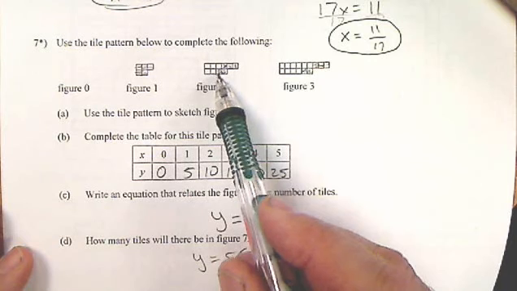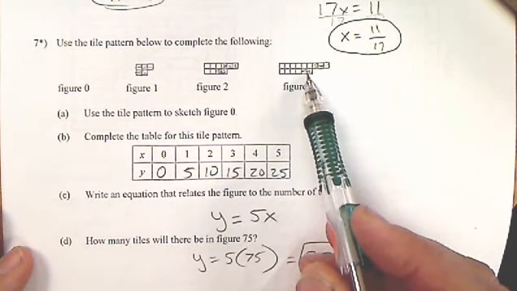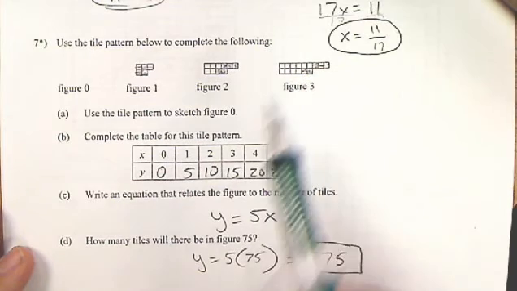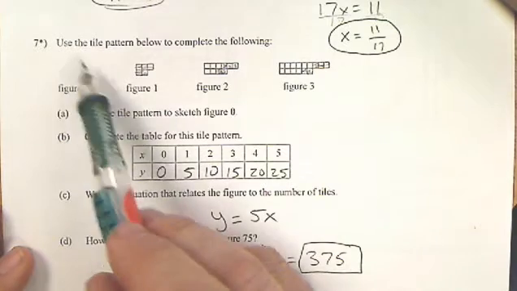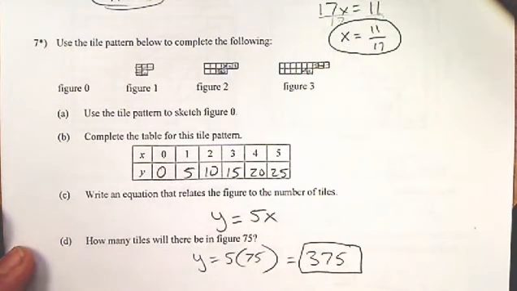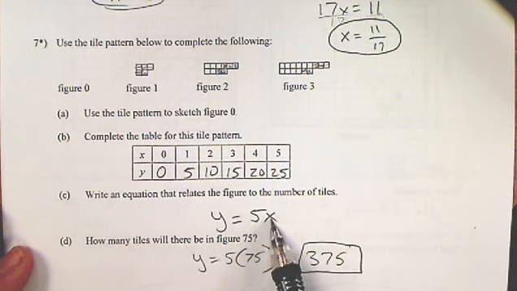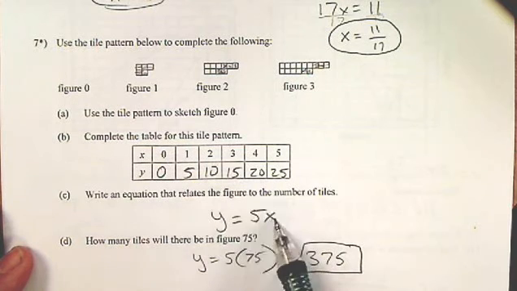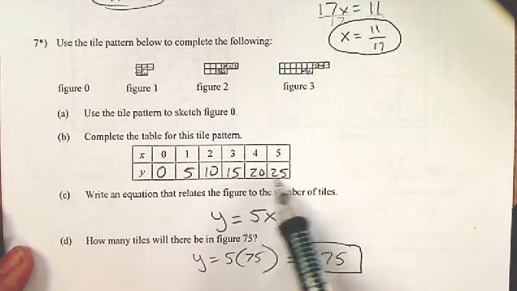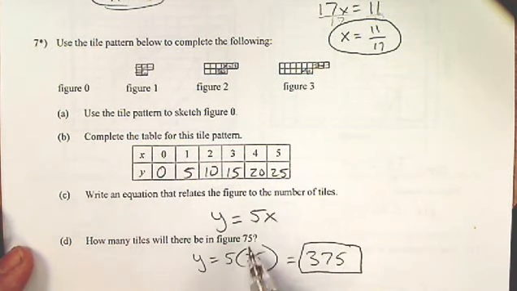Adding 5 every time. So then we would end up with no tiles in that part. So we're adding 5 every time, so that's 5 times x. If you plugged in 2, you get 10. Plug in 3, you get 15. The equation's got to match your table there. 75, plug that in, and you get 375.